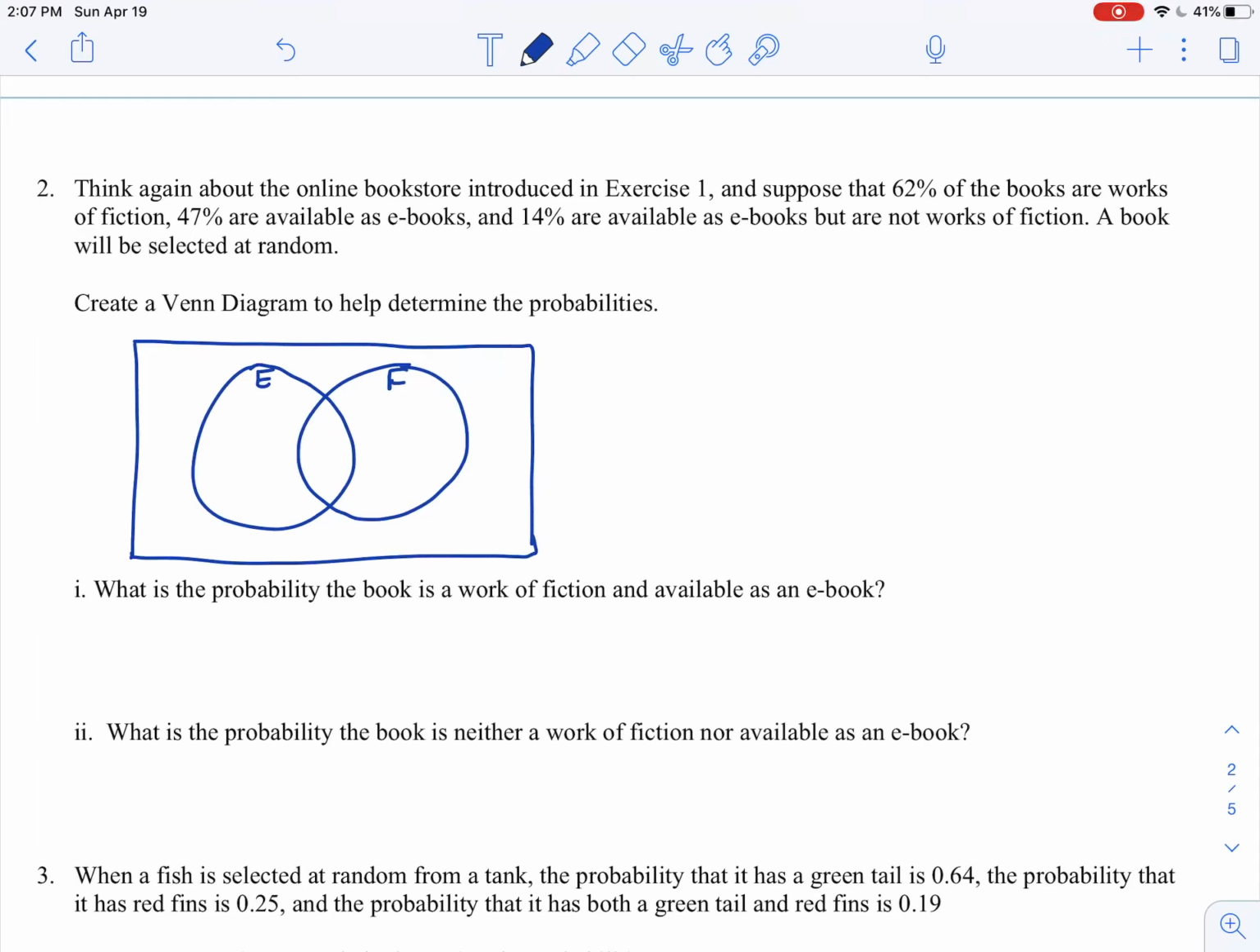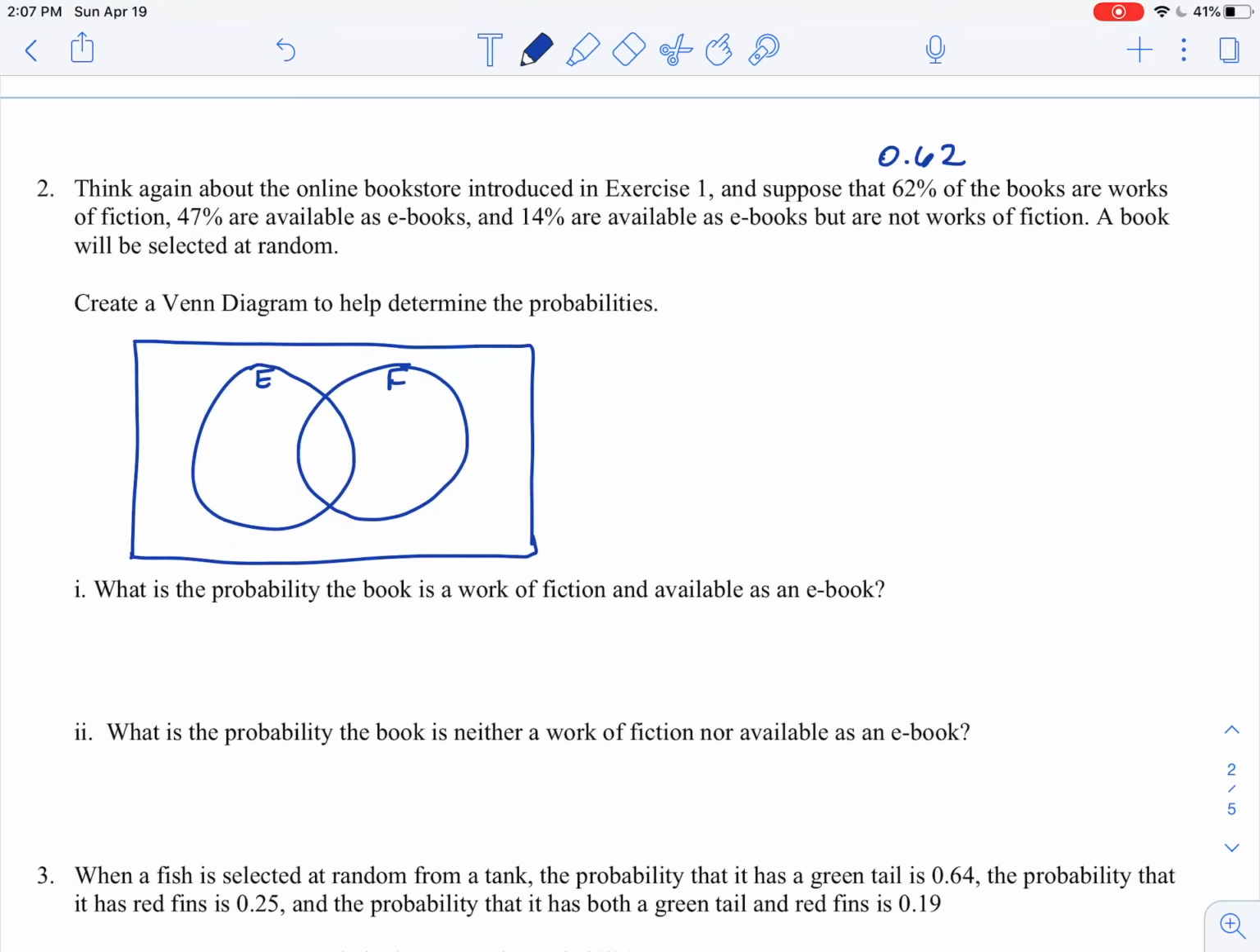Remember I had said before how probability should always be between 0 and 1. I'm going to take these percentages and write them as decimals when I write them in, because that way I won't make any mistakes when it goes to me actually calculating my probabilities. You really want to try to keep it as a decimal value. So it says 62% of my books are works of fiction.